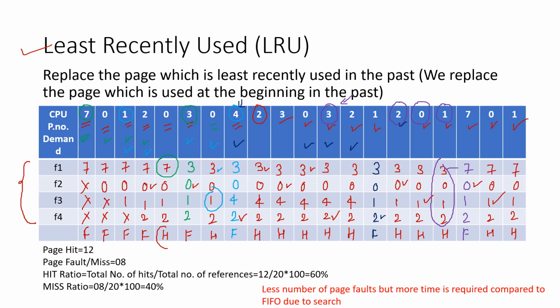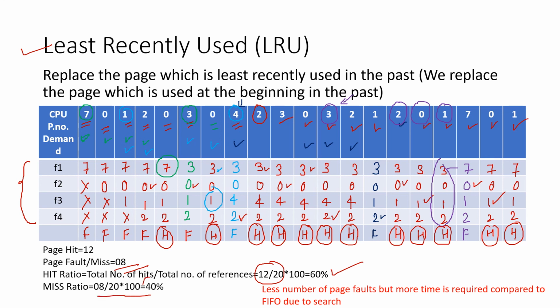How many hits are there? 1, 2, 3, 4, 5, 6, 7, 8, 9, 10, 11 and 12. So 12 hits out of 20, right? These are 20 pages. So this will be 60% hit ratio, and number of page faults are 8. So 8 upon 20 equal to 40%. So this is the miss ratio.